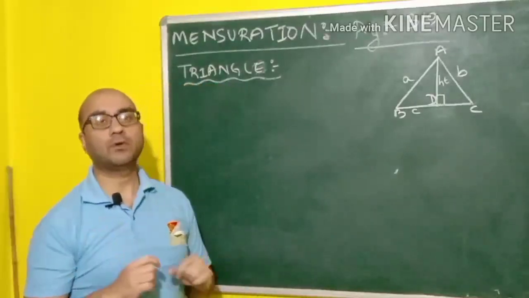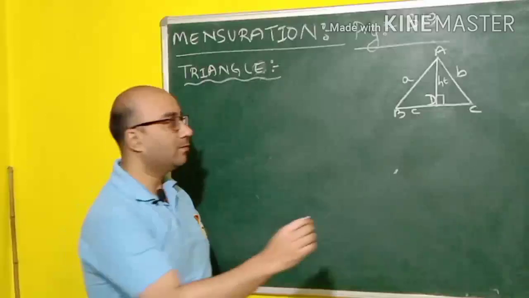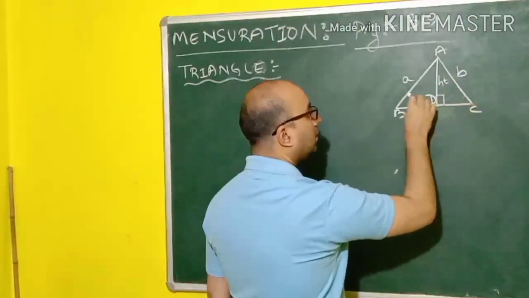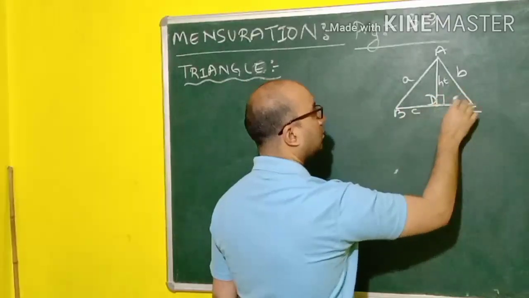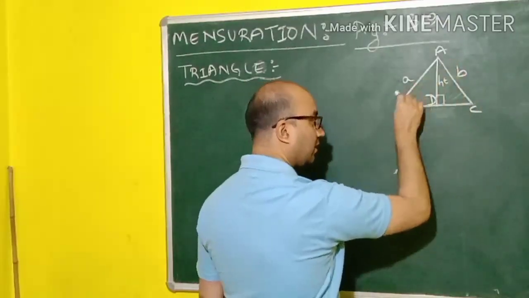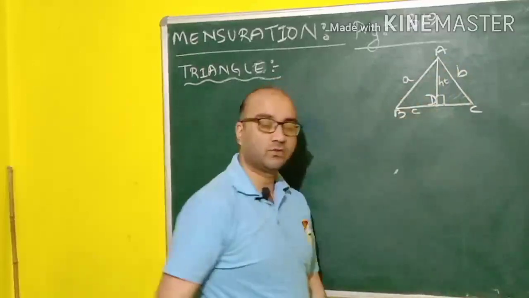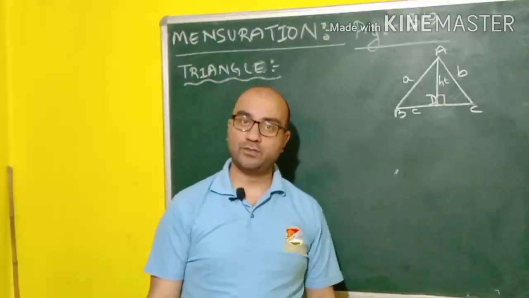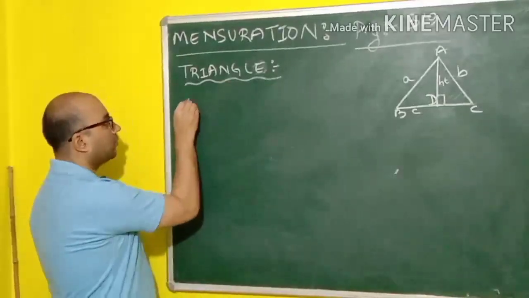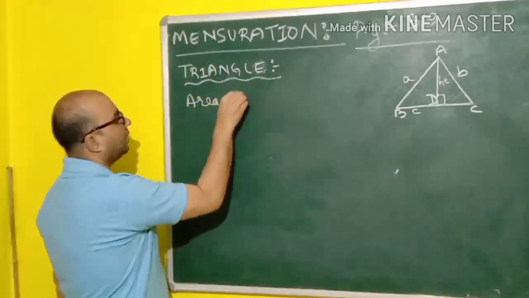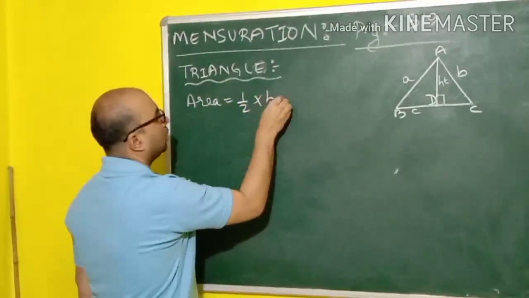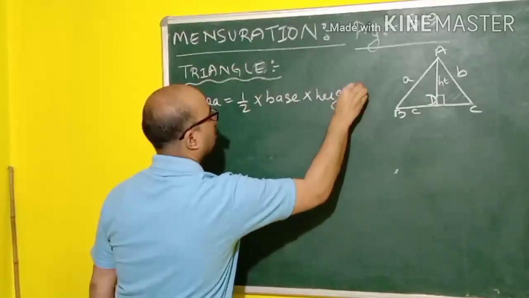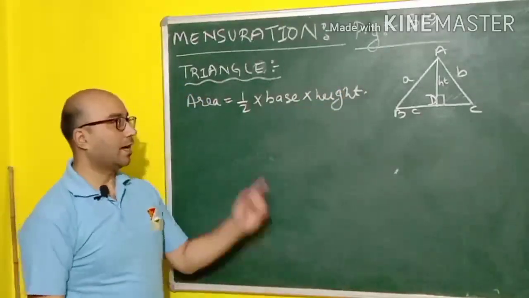Now when we speak about area, what is the meaning of area? Area means the entire surface enclosed within the closed figure. Whatever is inside the three-sided closed figure, that is the meaning of area. Now let us see how to find the area of this triangle. The area of a triangle is given by the relation: area is equal to half into base into height.